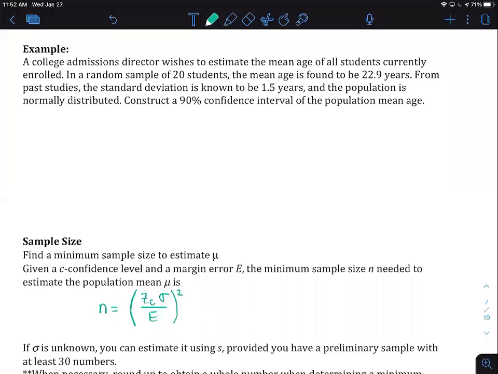Finishing these up with the normal distribution. We have one example, and then looking at what if we want to go backwards and figure out what our minimum sample size needed to be. So a college admissions director wishes to estimate the mean age of all students currently enrolled.